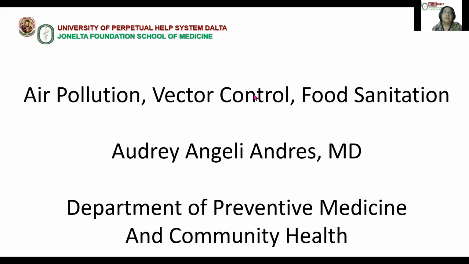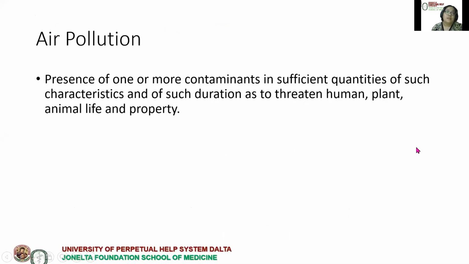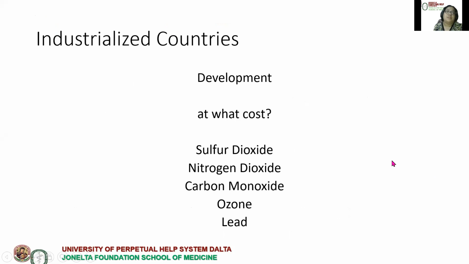Good afternoon. This is our lecture on preventive medicine and community health 3 on air pollution, vector control, and food sanitation. Air pollution is the presence of one or more contaminants in sufficient quantities of such characteristics and of such duration as to threaten human, plant, animal life, and property.